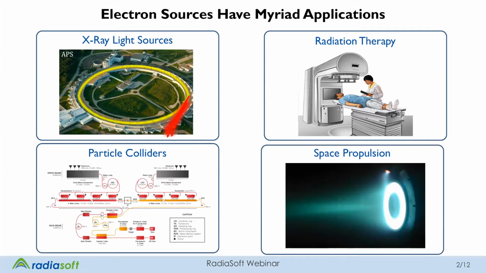Some of the more popular or more commonly used applications in the particle accelerator community include X-ray light sources, both synchrotron and linear accelerator-based light sources, particle colliders for discovery science applications, but also you'll find electron beam sources are quite common in use for radiation therapy, as well as the production of X-rays for imaging, and also for space propulsion. And pictured in the bottom right corner of the slide is a Hall thruster. So it's a propulsion device based on the generation of an electron beam and then subsequently an ion beam that's used for satellite propulsion applications.